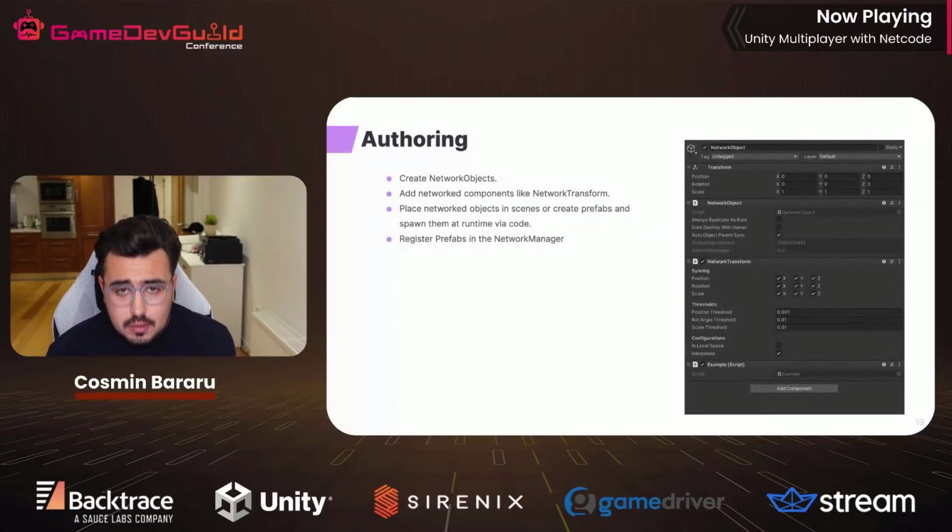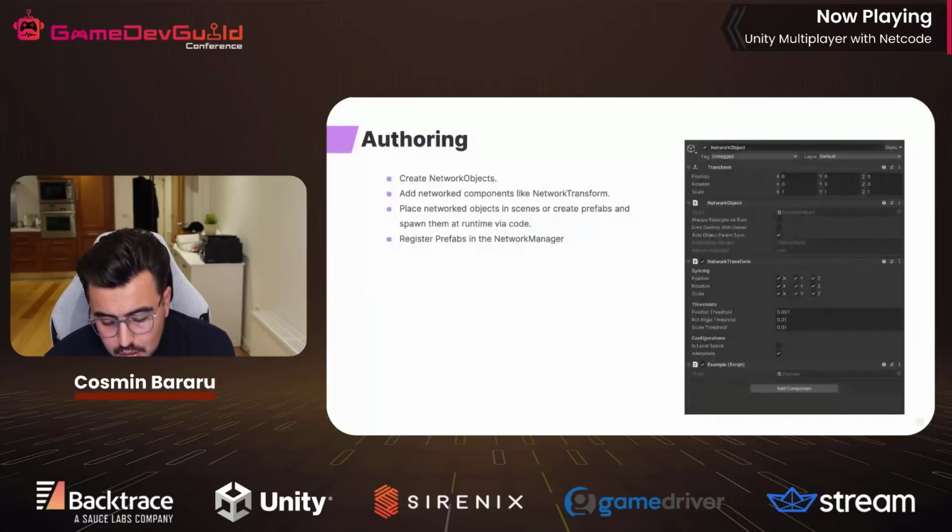Now, for the authoring part, this example showcases how you can create a game object that will be replicated to everyone. To start, you have to attach a network object component to a game object, place this object either in the scene or make a prefab out of it, and you can use code to spawn them at runtime. But don't forget to register it to the network manager. And also, one more thing, please notice the network transform component as well as the example script, as I will reference both in the upcoming slides.